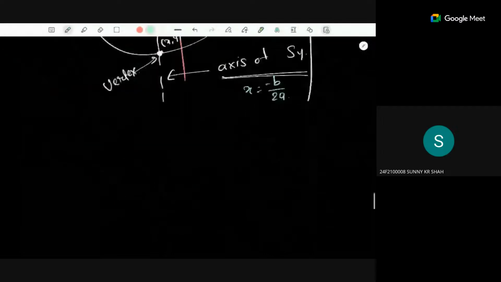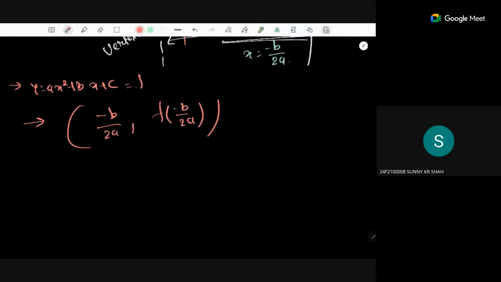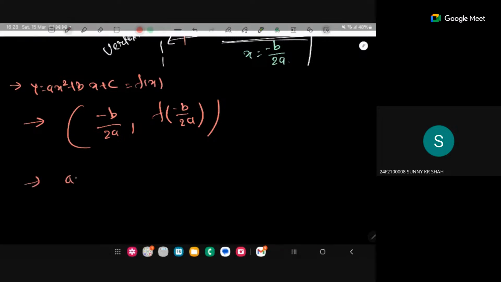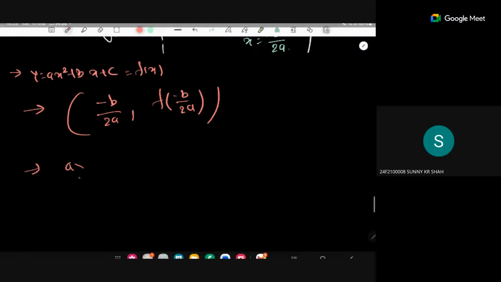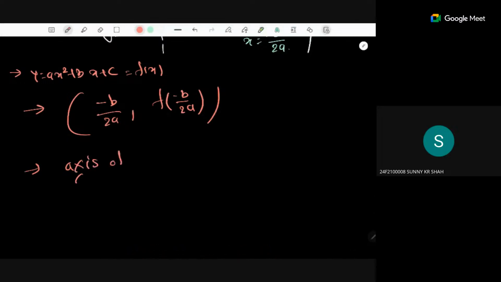Okay, so if we summarize, if we have an equation of a parabola y equals ax square plus bx plus c, then the vertex coordinate looks like minus b by 2a and f of minus b by 2a, where this is our f of x. And the equation of the axis of symmetry is nothing but x equals minus b by 2a.